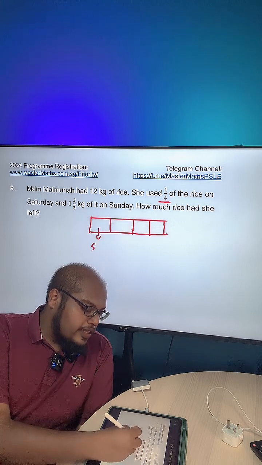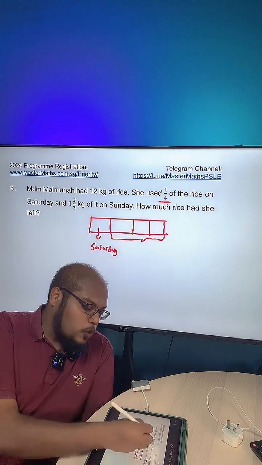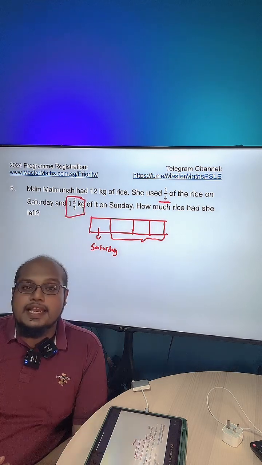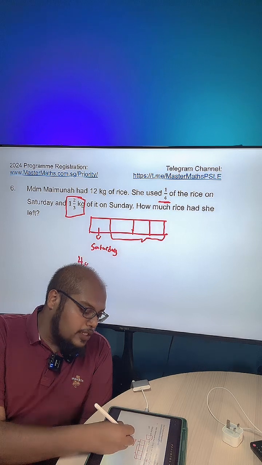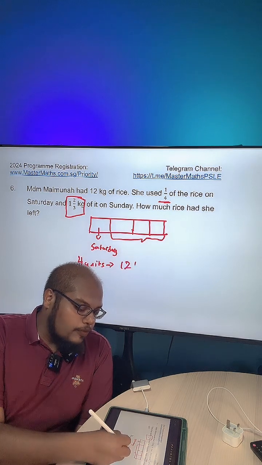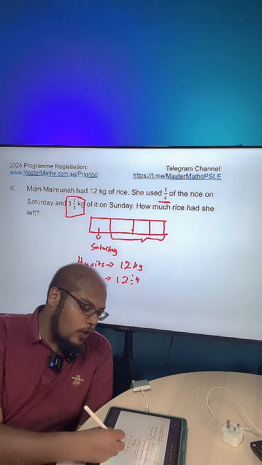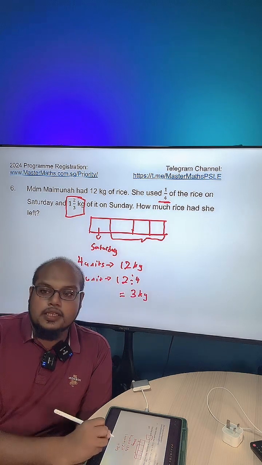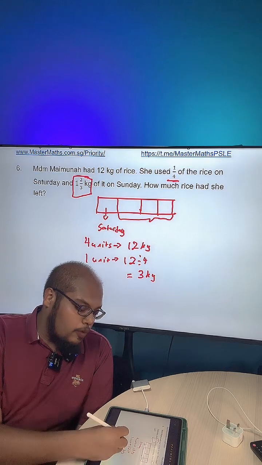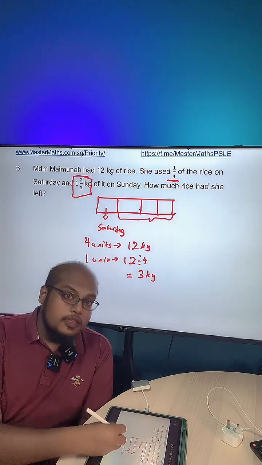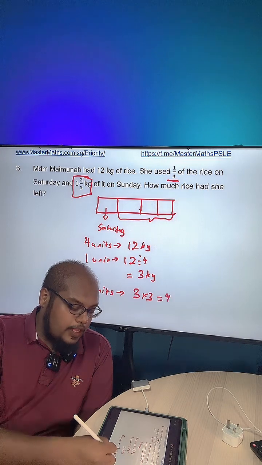So this is Saturday. And then out of this remaining portion, she took out 1 2/3 kg for Sunday. So let me find this remaining portion first. How do I find that remaining portion? Basically, 4 units is 12 kg. 1 unit is 12 divided by 4. It's 3 kg. Now, to find this remaining 3 boxes, 3 units, 3 times 3, 9 kg.